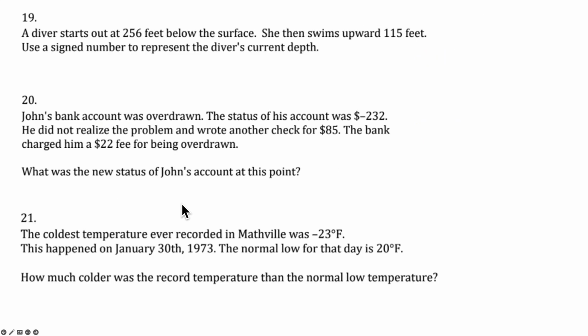Okay, these examples here, they want you to use signed numbers to write your expression. So here it says a diver starts out at 256 feet below the surface. That means that's a negative 256. She swims upward 115 feet. Up means we're going to add 115 to that. So use the signed numbers to represent the diver's current depth.